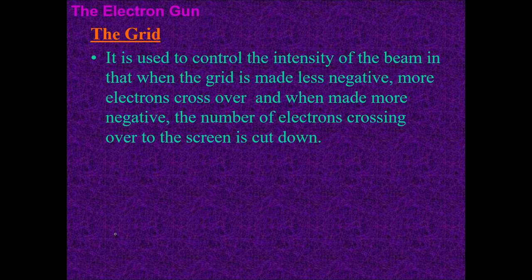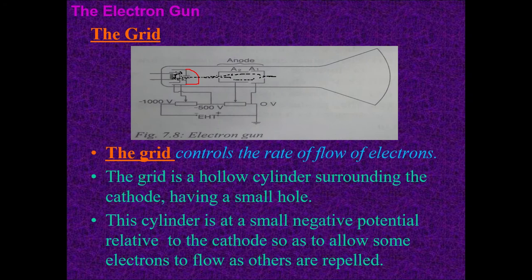There shall be a great amount of electrons flowing, and that tells there's something that shall be observed on the screen. And if we increase the potential difference between the grid and the cathode, there will be a lower number of electrons. So that's what we are having, this statement that it is used to control the intensity of the beam, in that when the grid is made less negative, that means we move it to the right. I believe you can notice this from this. When you make it less negative, it's at a negative 500. We just move it this side, so that we make it less negative.